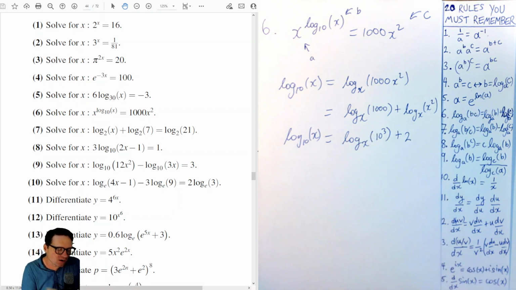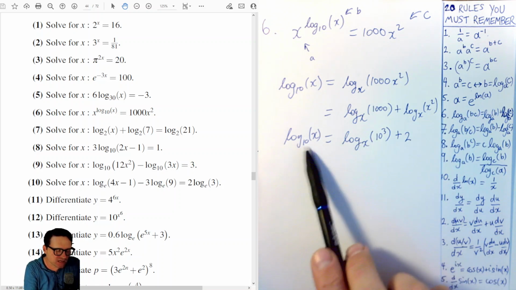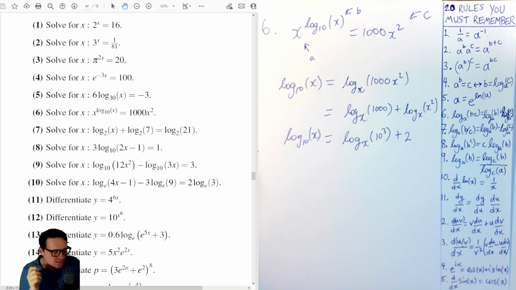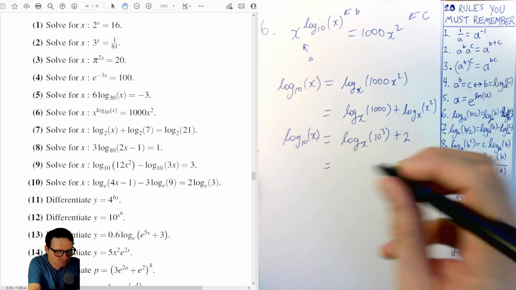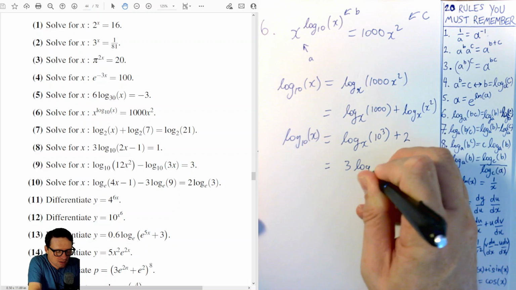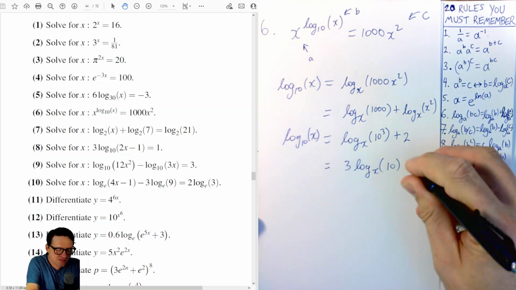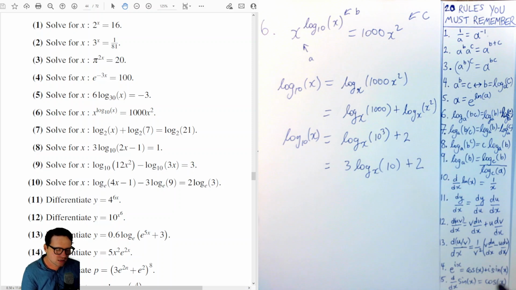I can bring the 3 down, right? But then I need to do something to make these bases the same. Okay, so now let's try to do that. And so how do I change the base here? Which rule do I use? I use rule number 9. So we'll bring the exponent 3 down using rule number 8, and then we'll use rule number 9. So we have 3 log to base x of 10 and then plus 2. And now I really want these bases to match, so I'm going to change base to base 10.